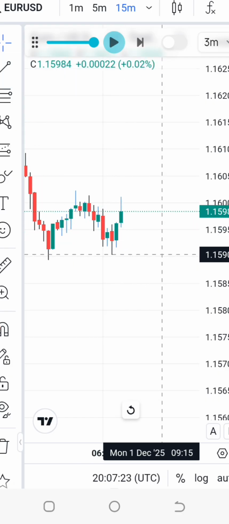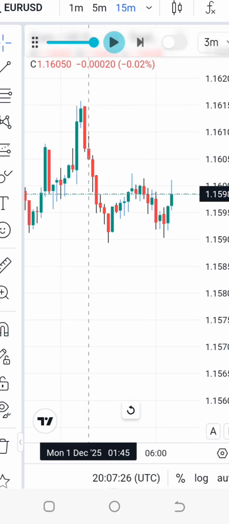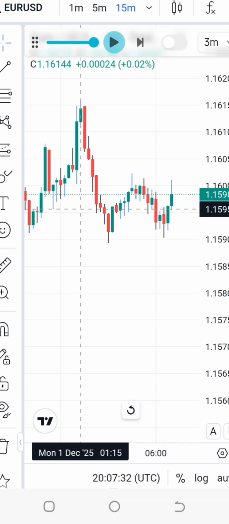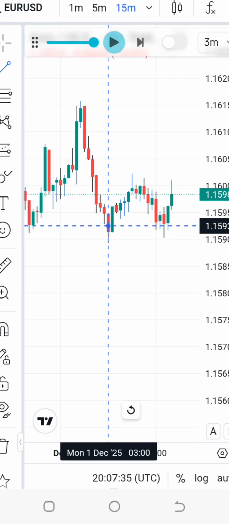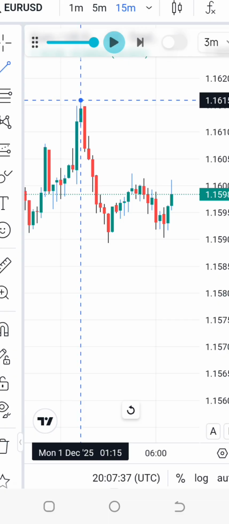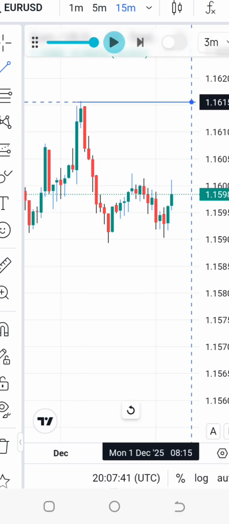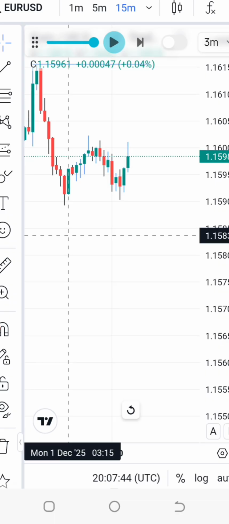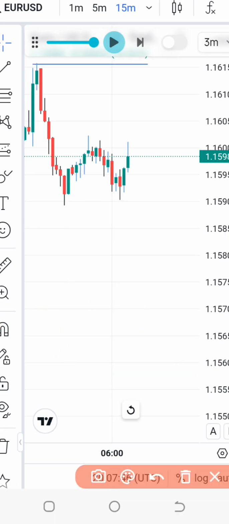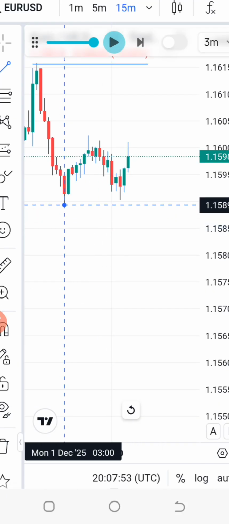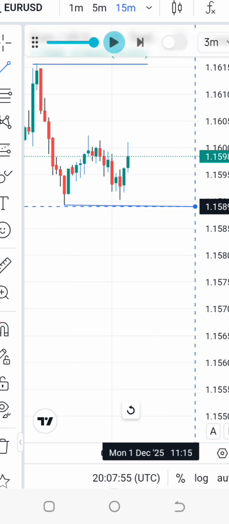All right, so what we are going to do now is mark the high of the Asian session, which is at 1:15 a.m. That's the high right there. Now we're going to mark the low. This is the low right here, which is at 3 a.m.